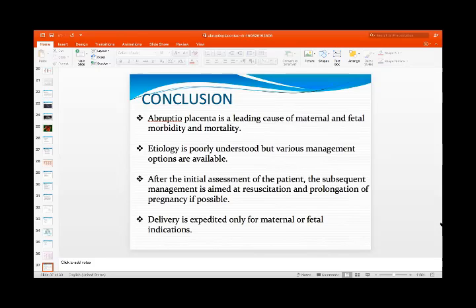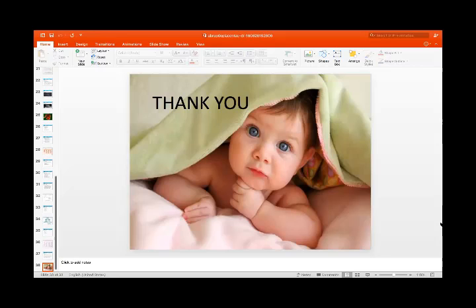After the initial assessment of the patient, the subsequent management is aimed at resuscitation and prolongation of pregnancy if possible. Delivery is expedited only for maternal and fetal indications. A maternal indication is when the patient is going into irreversible shock, and a fetal indication is when the baby has fetal distress. Then we will expedite delivery. Thank you very much for listening.